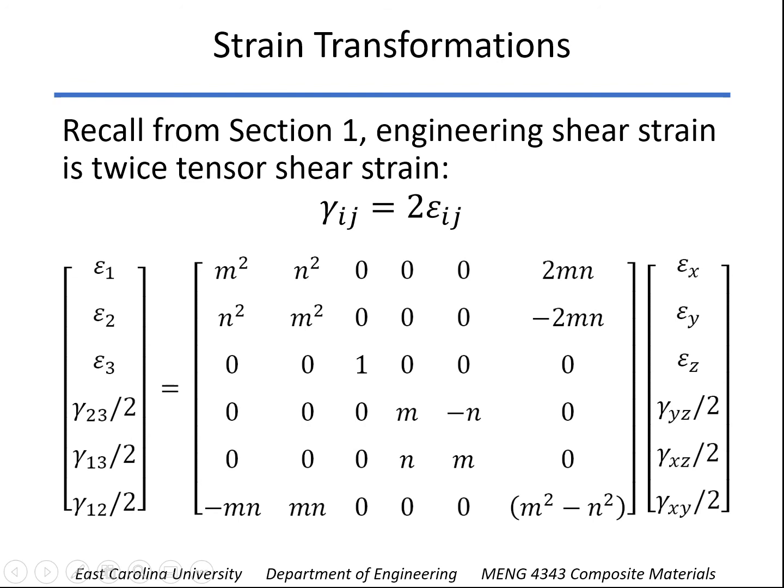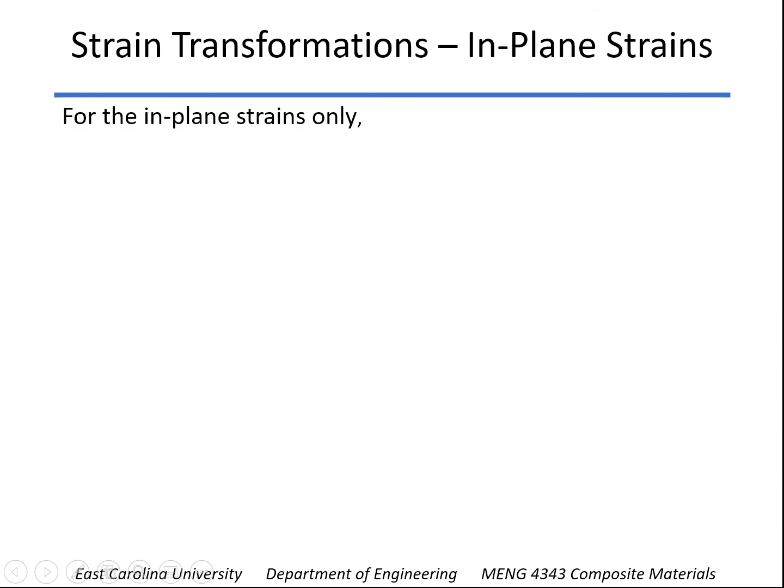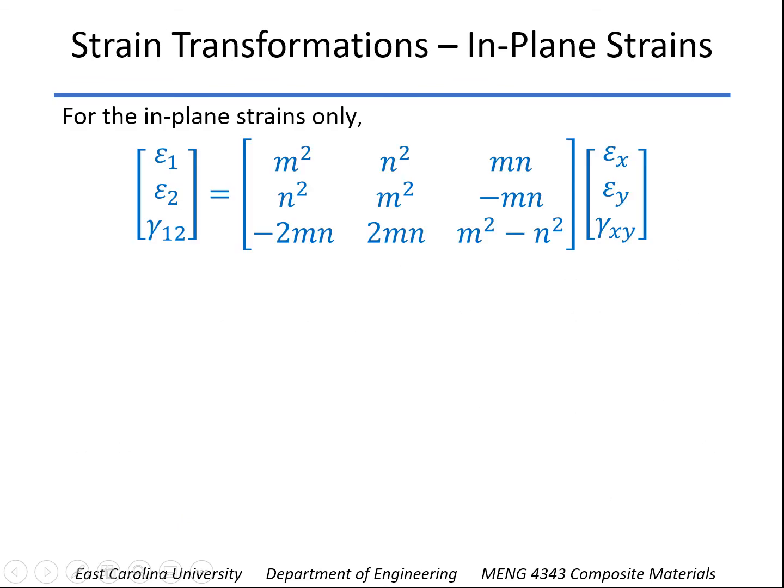So when I simplify this down to the 3 by 3, for example, epsilon 1 is going to be m squared times epsilon x plus n squared epsilon y, but then I come to 2mn times gamma xy divided by 2, so the 2's cancel out. Similarly for epsilon 2. And when I get down to gamma 1 2, then of course I'm going to end up having to multiply by 2, and these 2's will cancel out. So anyway, what that boils down to is as shown here.